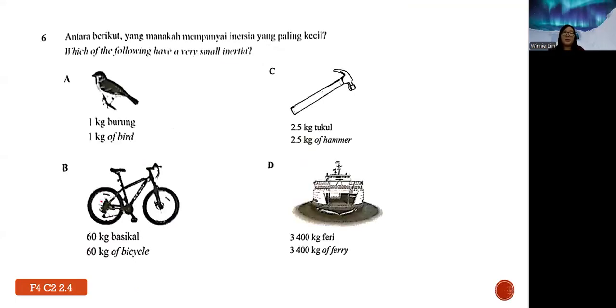Okay, number 6. Which of the following has a very small inertia? So what is inertia? Inertia is the tendency of an object to resist a change in motion. So when an object has small inertia, that means it has small mass. Let's look at all the choices. Which one has the smallest mass? The bird is 1 kg, which is the smallest. So the answer for number 6 is A.